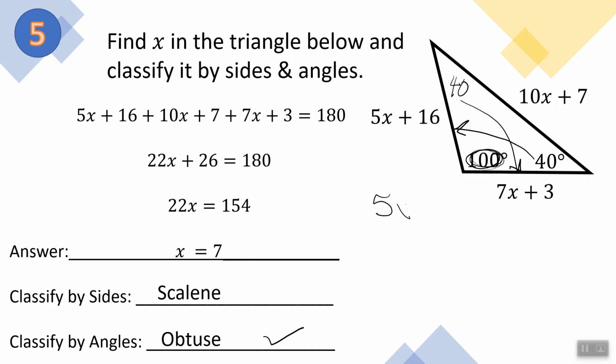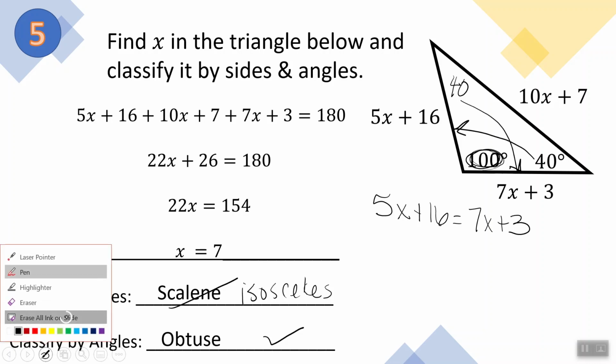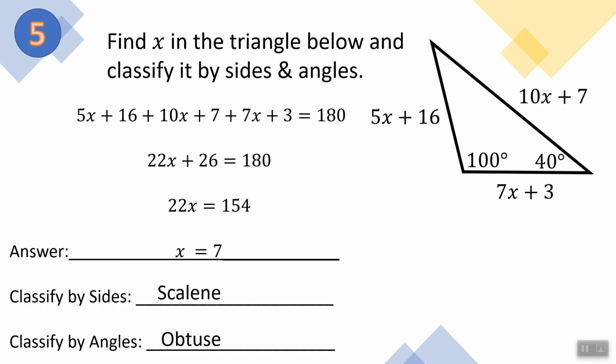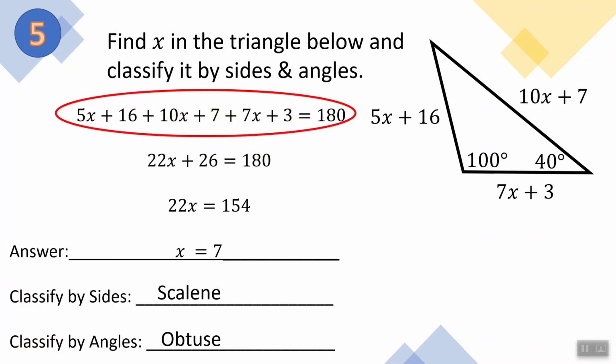So you should have taken 5x plus 16 equal to 7x plus 3. And because those two sides are congruent, this should have been isosceles. So the setup is wrong.